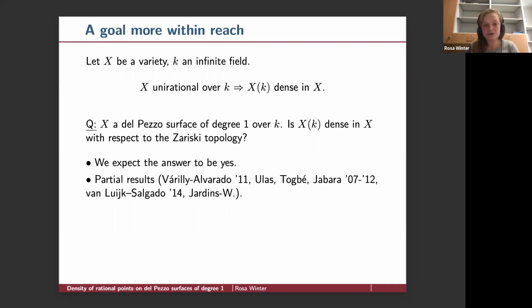So there's several partial results that I listed here, but there's also conjectures that point towards this. In general, we expect that we should be able to prove this for all Del Pezzo surfaces of degree 1. And today I'll talk a bit about these results, and in particular about the results together with Julie Desjardins and myself.